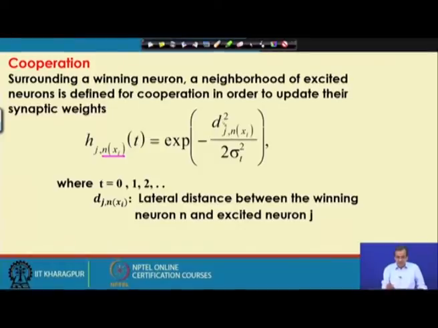Now, what is this d_j,n(x_I)? So, this d_j,n(x_I) is the lateral distance between the winner and the excited neuron j. Now, let me just draw it here.